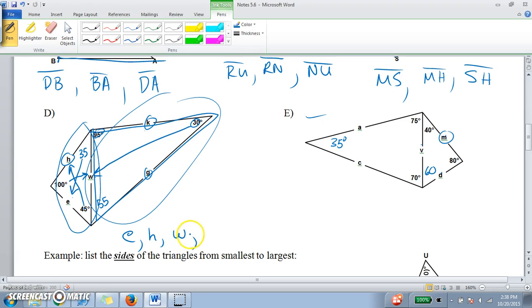So we're still in the right order. W would come next. 55 is the next one. That's across from K. So K would come next, and 95 is the biggest, so G would be the biggest side. Same thing over here, start with the smaller triangle.